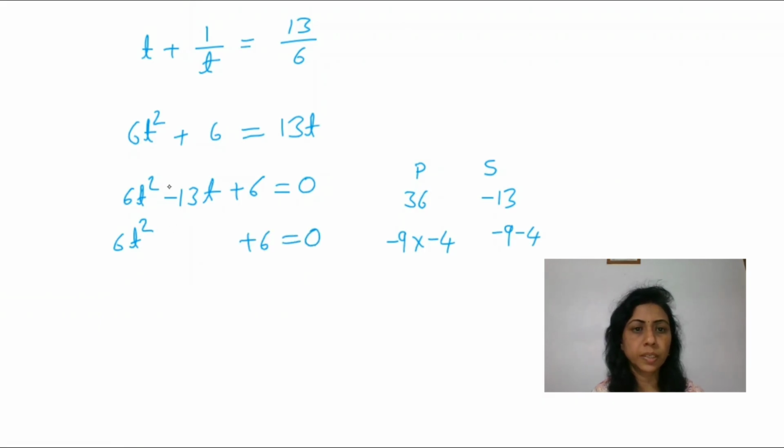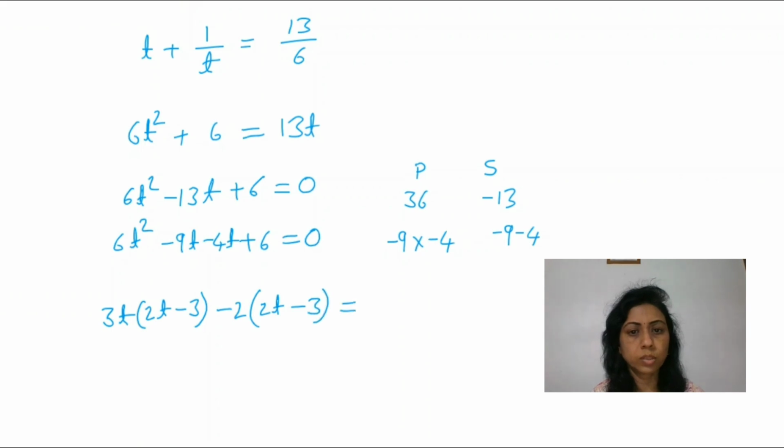Just split the middle term -13t. So we can write -9t - 4t. Now here are 4 terms. From the first two terms we can take common 3t, so this is 2t - 3. And from the last two terms we can take common -2, so this is 2t - 3 = 0.